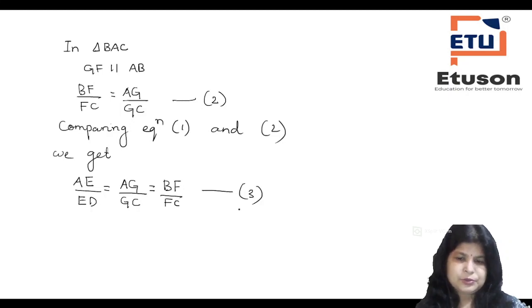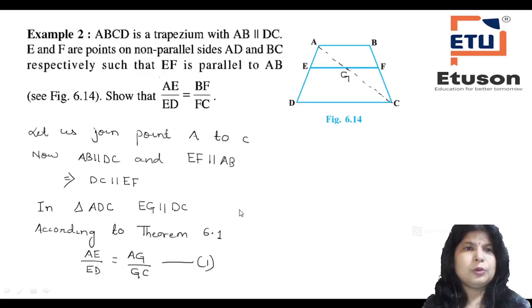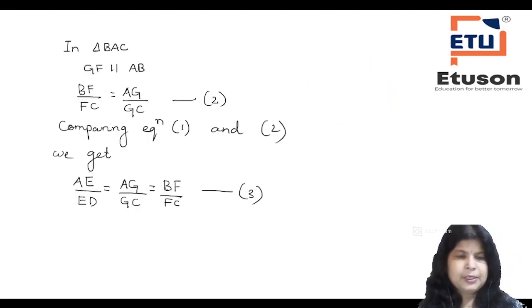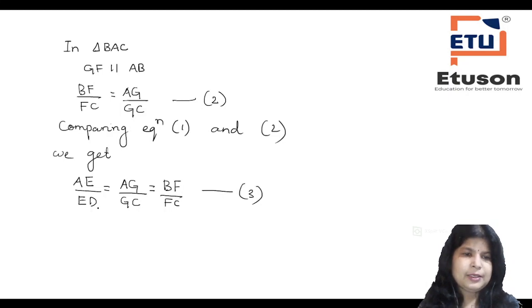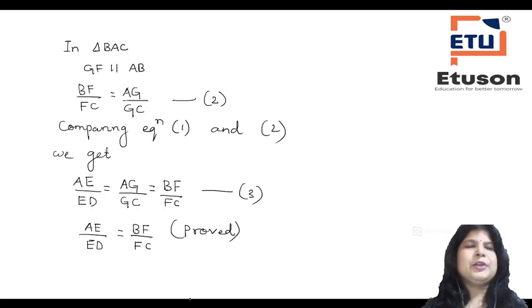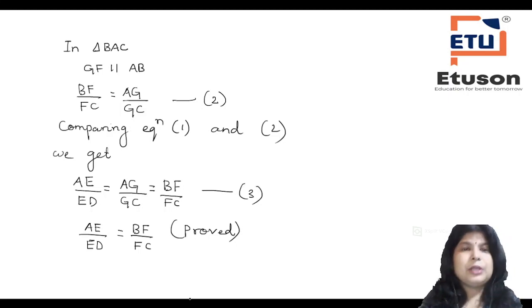Correct? So now what you were supposed to prove? AE by ED is equal to BF by FC. Now you just check. You have it here. So you got AE by ED is equal to BF by FC. Correct? So your expression is being proved.